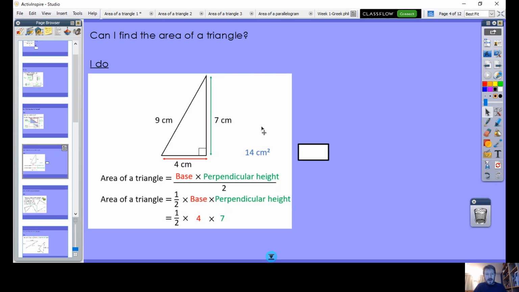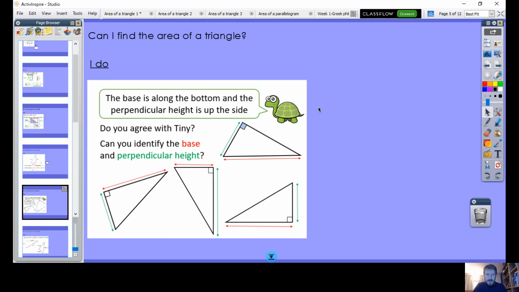We mean the height of the triangle from the base at a right angle, and that perpendicular means it has to be at a right angle. So that's really, really important. So that's what we're going to think about here.